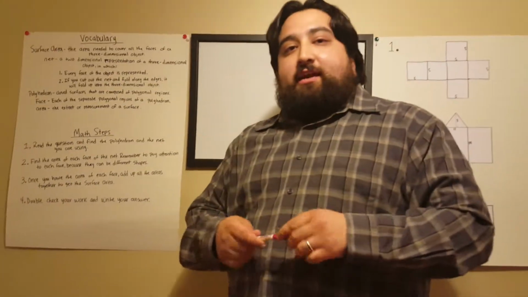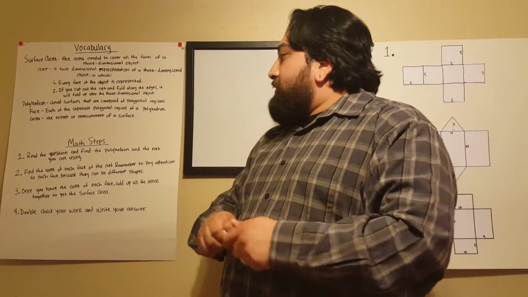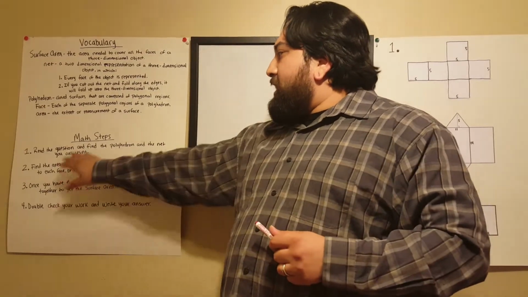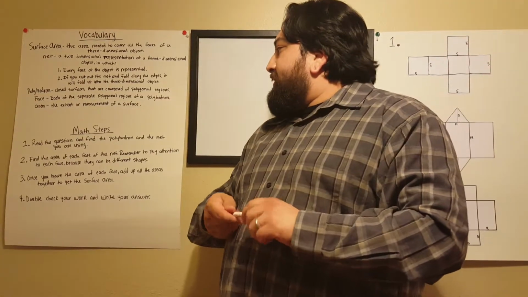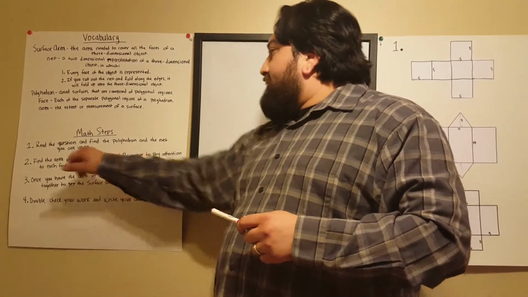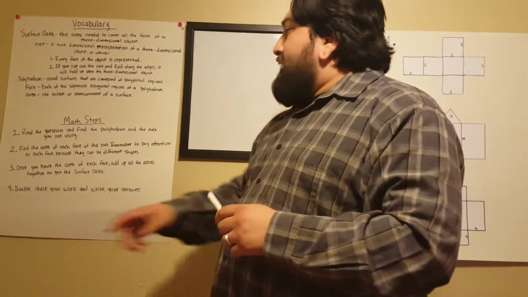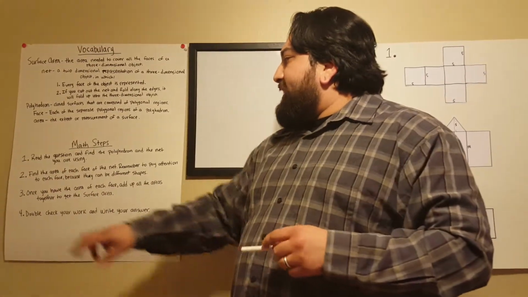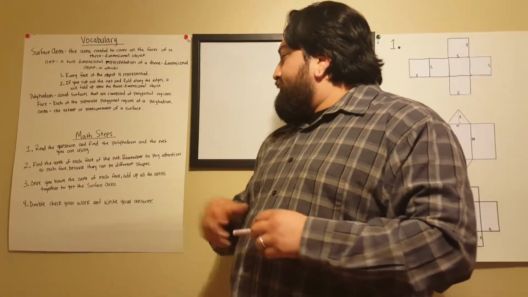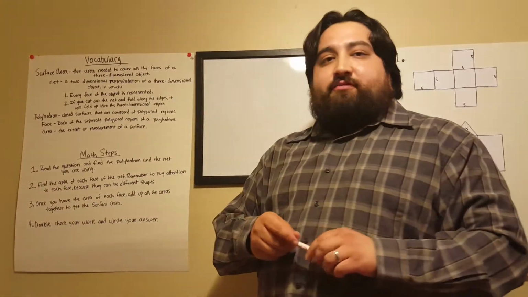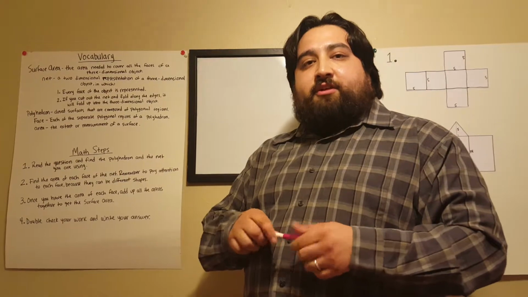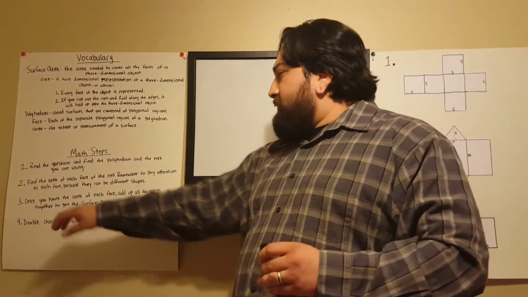Now that we got over our vocabulary words, let's move on to our math steps. The first math step is to read the question and find the polyhedron and the net you are using. The second step is to find the area of each face of the net. Remember to pay attention to each face because they can be different shapes, and you would use different area formulas depending on the shape.